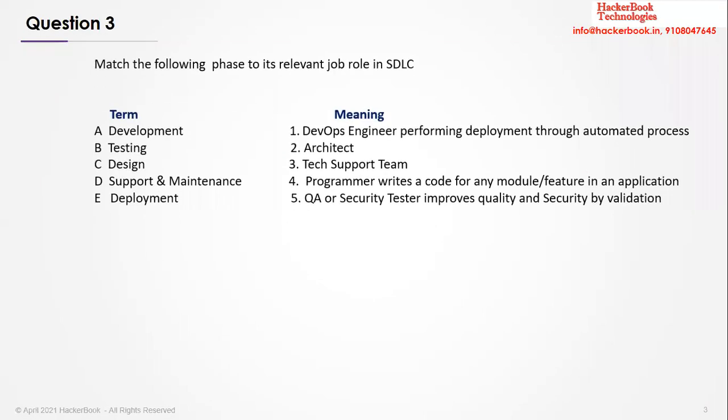Once the requirements have been finalized, we get into the designing phase, where the architect will try to design it. Developers develop the program, then the testing team comes up with scenarios and tests it. If there are any vulnerabilities or defects, they report them. Again, developers fix those vulnerabilities. Finally, it is deployment and then support and maintenance. These are the phases of the software development life cycle. Okay, very easy one. Match the following phase to its relevant job role in the secure software development life cycle.